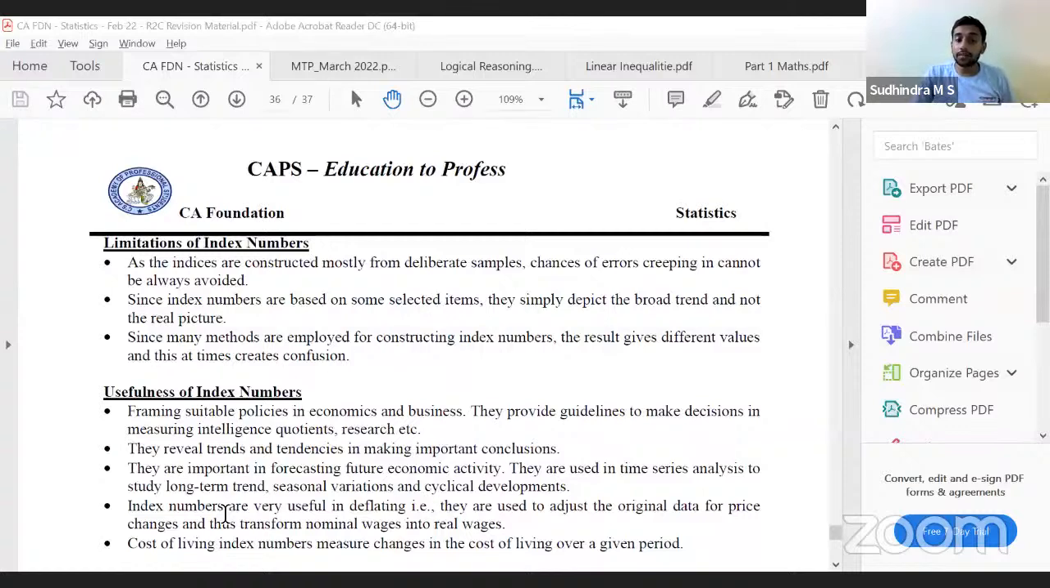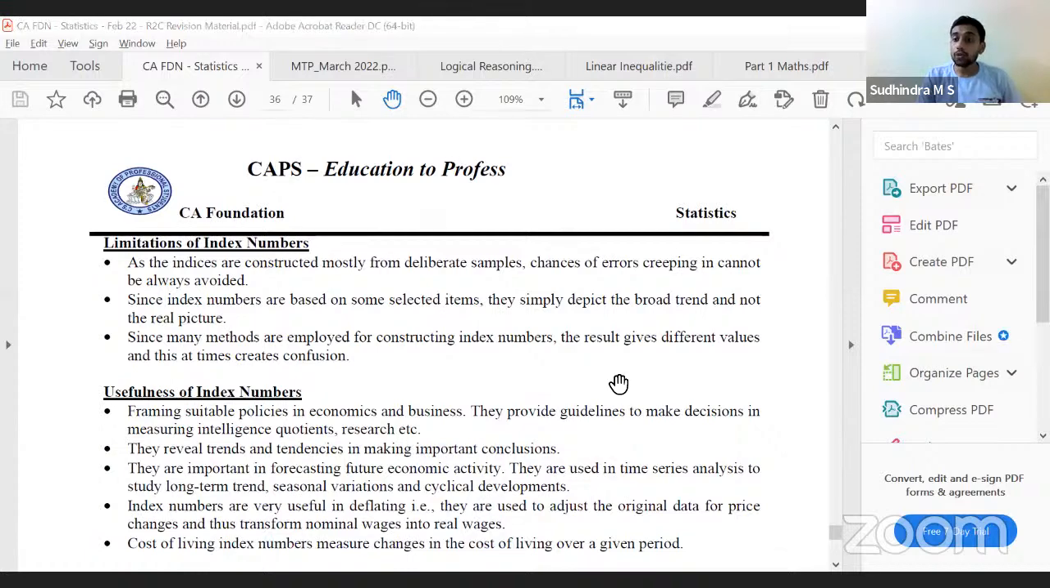Right? And deflating because of inflation. Price of 100 rupees today will not remain 100 after 2 years, right? So that is because of inflation. So how do we calculate that deflated value of that particular product using index numbers? Cost of living index measures the change in the cost of living over a given period.